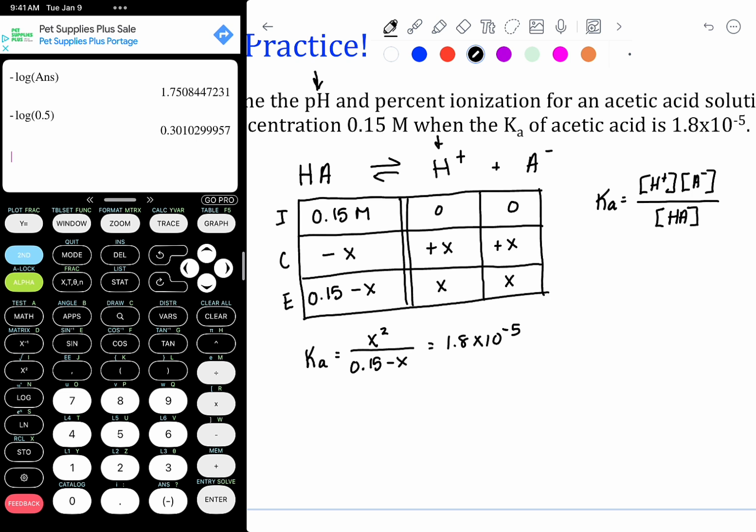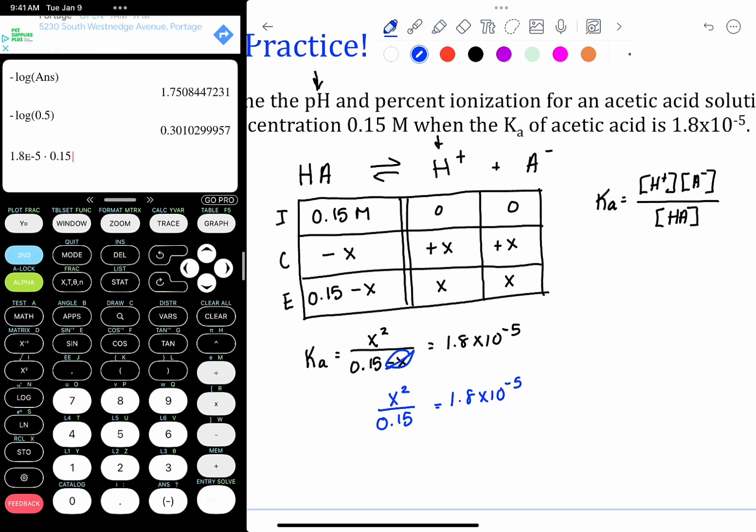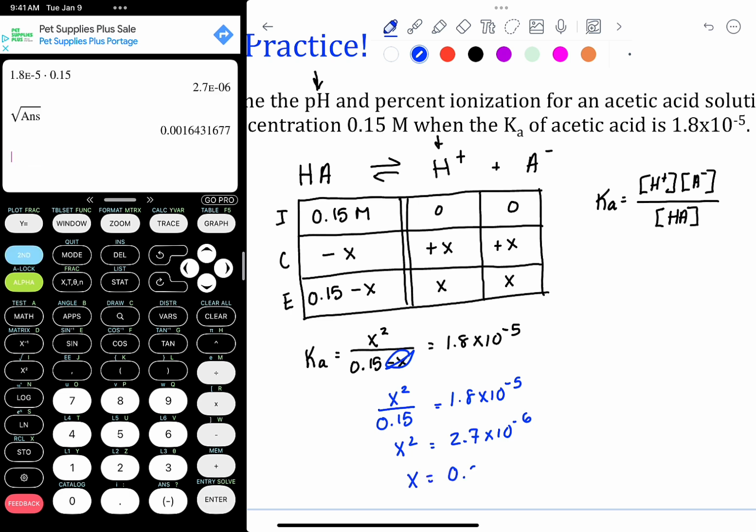Ka is small enough so we can assume that this X is negligible. So we can simplify and call this X squared over 0.15 is equal to 1.8 times 10 to the minus 5. We can solve for X by taking 1.8 times 10 to the minus 5 and multiplying that by 0.15. So we get that X squared is equal to 2.7 times 10 to the minus 6. And then we take the square root of that value to get an X value of 0.001643.